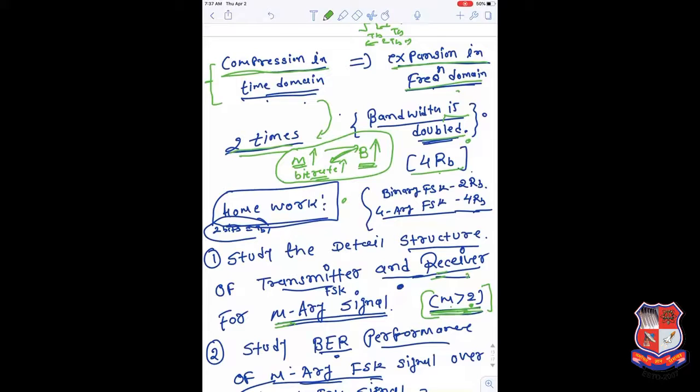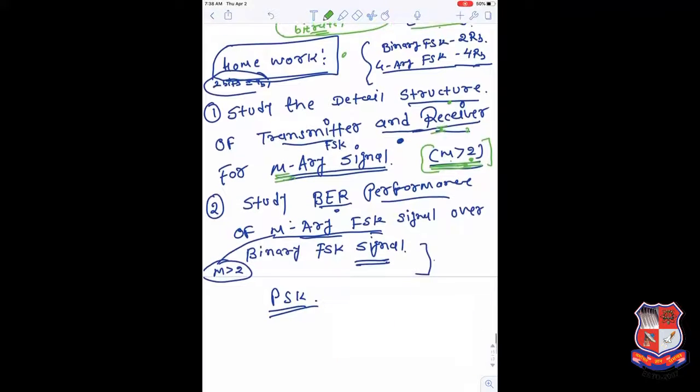Definitely it is complex, but you can use your resources from the internet, and study how the design becomes more and more complicated with the value of M. Then you also have to study the bit error rate performance.